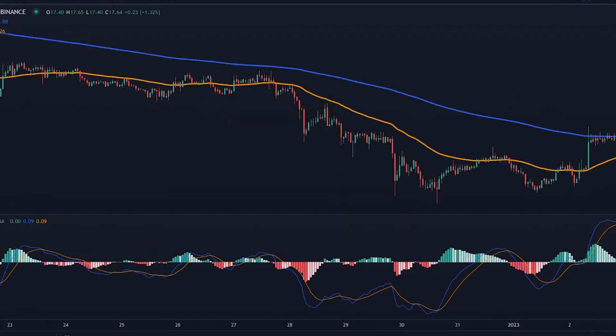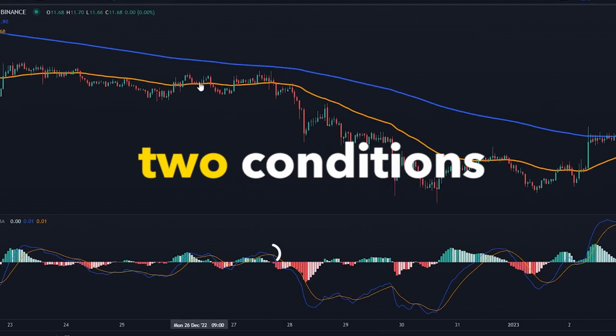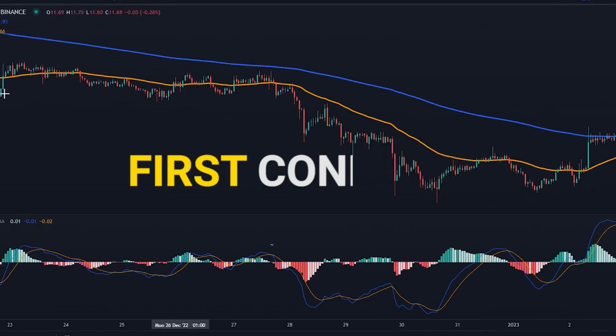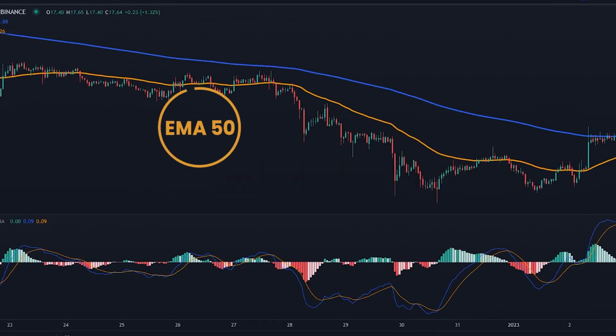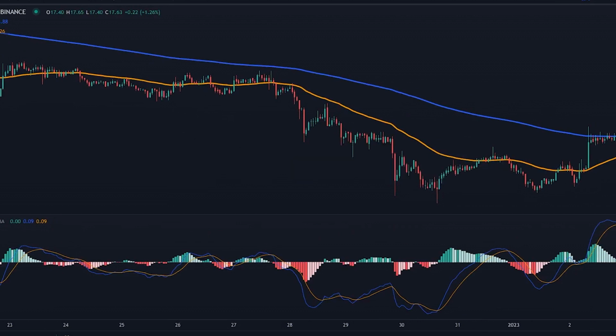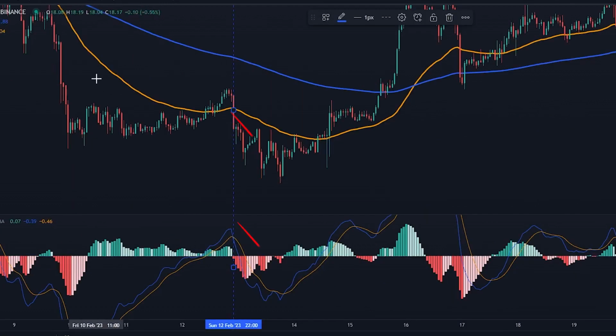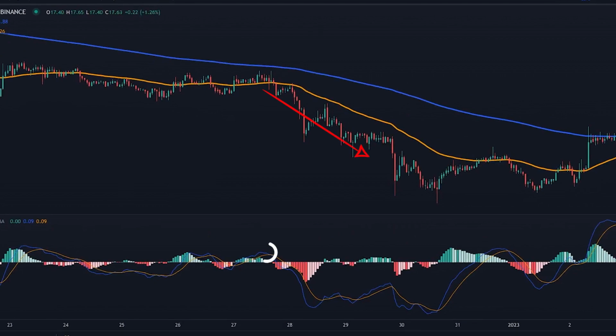Now, let's see how to identify this setup in a bearish trend. As mentioned before, in a bearish trend, two conditions also need to be met. The first condition is that the orange EMA 50 line needs to be below the blue EMA 200 line. This confirms a bearish trend. The second condition is that the bearish MACD cross needs to happen above the zero horizontal line. These are a few examples of bearish signals. You can clearly see how powerful this bearish MACD setup is in a trending market.